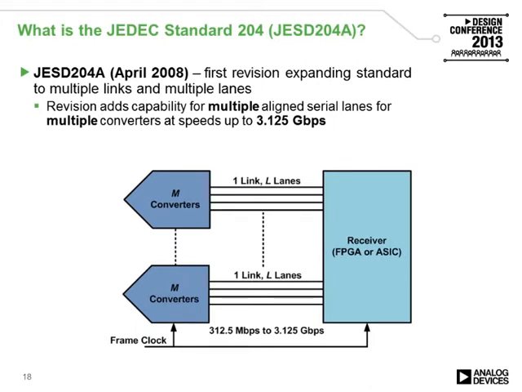This realization led to the first revision of the JESD204 standard in April 2008, which became known as JESD204A. This revision of the standard added the ability to support multiple aligned serial lanes with multiple converters. The lane data rate of up to 3.125 gigabits remained unchanged.